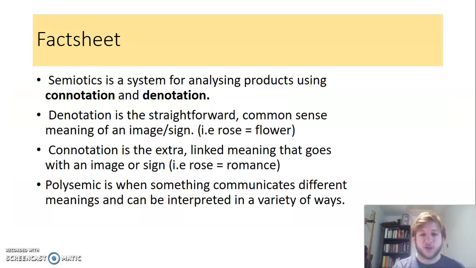Before we go, I will just run through your fact sheet. So the facts we've covered today, what you should now know at the end of this lesson: semiotics is a system for analysing products using connotation and denotation. Denotation is the straightforward, common sense meaning of an image or a sign. Connotation is the extra linked meaning that goes with an image or a sign. And polysemic is when something communicates different meanings and can be interpreted in a variety of ways. So that should all be clear for you now.